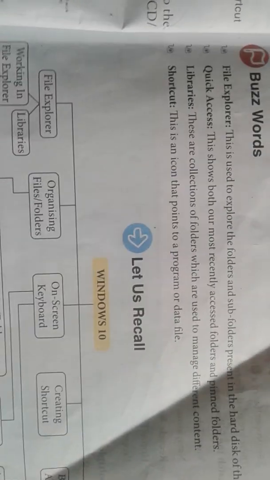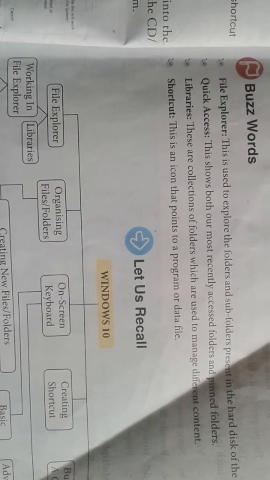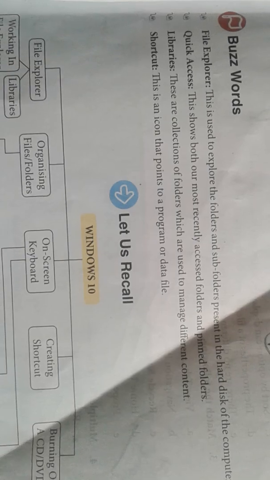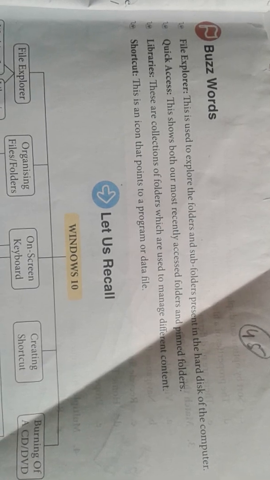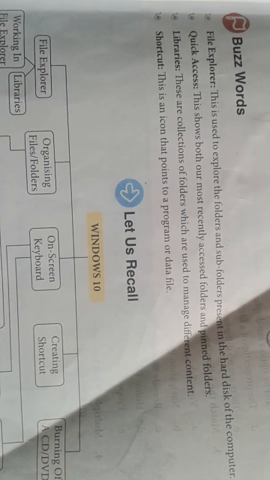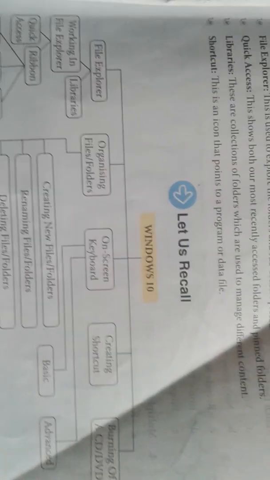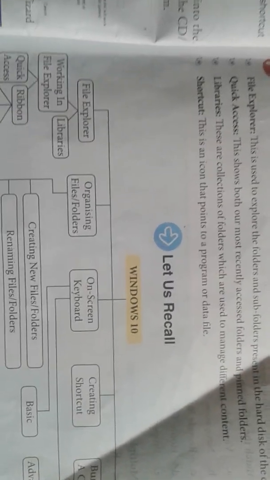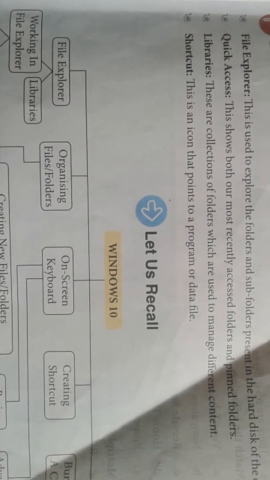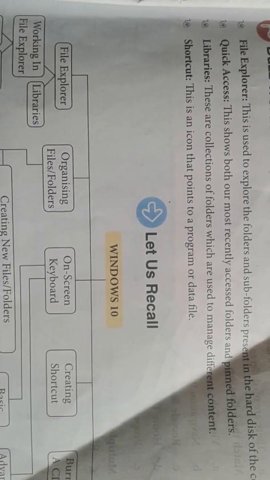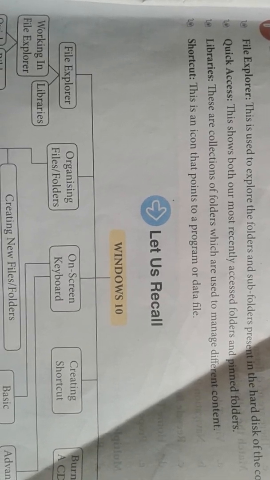The definition: File Explorer. What is File Explorer? File Explorer is used to explore the folders and subfolders present in the hard disk of the computer. Explore means to show you the folders and subfolders present in the hard disk of the computer. Quick access, as the word suggests, means whenever you want to access anything in a quick way is called quick access. They show both your most recent access folders and pinned folders.